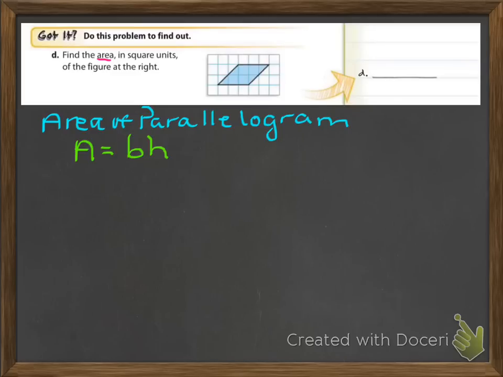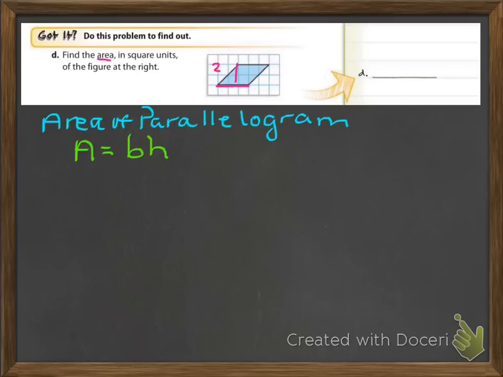Now comes the interesting part. We're going to go ahead and find out what those are. Remember with the parallelogram that you need to find the height. So that would be 1, 2. So do you see that there? That's going to be 2. And then the base is going to be 1, 2, 3. So hopefully you can see that right there. So that's going to be 3.